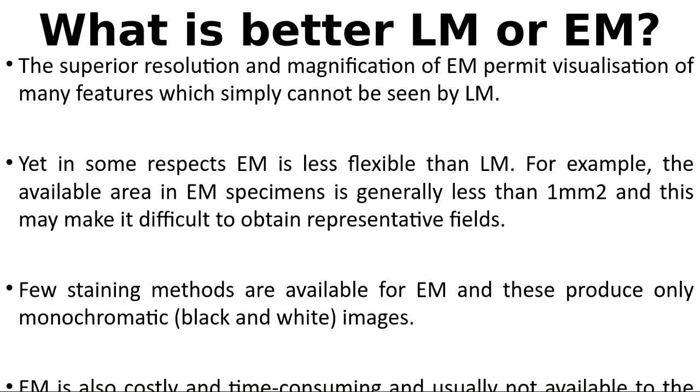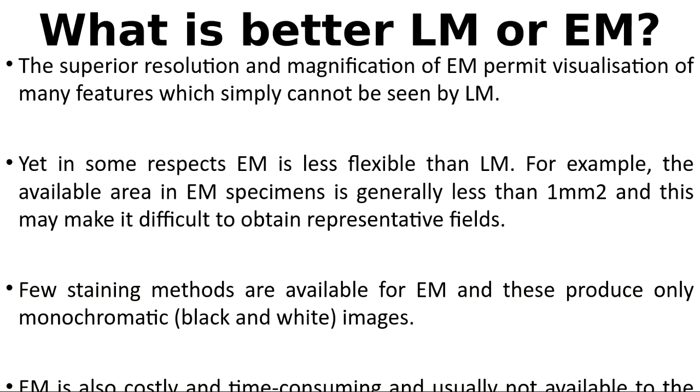What is better, light microscope or electron microscope? If you want superior resolution and magnification, obviously it is the electron microscope. Yet in some aspects, electron microscope is less flexible than light microscope. For example, the available area in an electron microscope specimen is generally less than 1 square millimeter. In light microscope, you can see up to 2 square centimeters, right? But here you can see 1 square millimeter only, a very small specimen, and few staining methods are available for electron microscope. That is why they produce only monochromatic images.